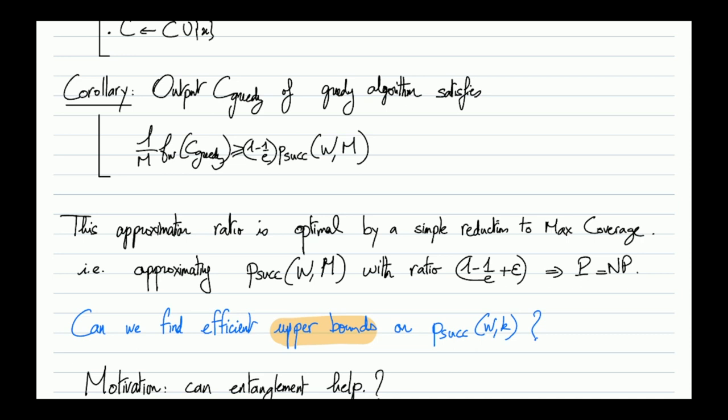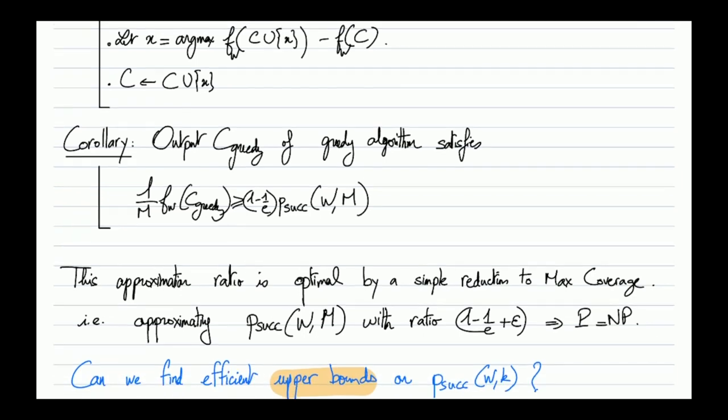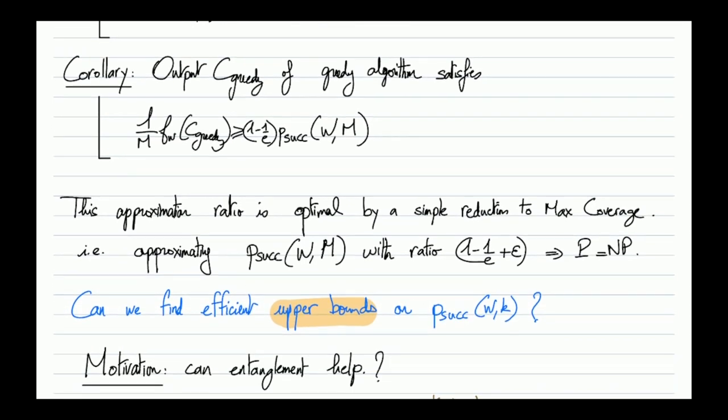Right? Because you can do a simple reduction to the maximum coverage problem, which is hard to approximate to a factor which is better than 1 minus 1 over e. Okay, so of course this is assuming P is different from NP. So the question is relatively settled here, in the sense that we understand fully the complexity of approximating the success probability.